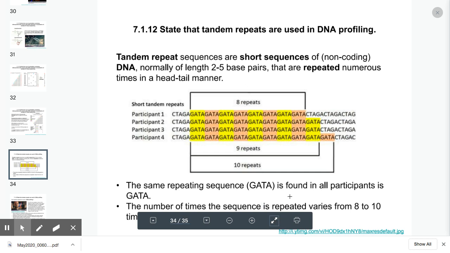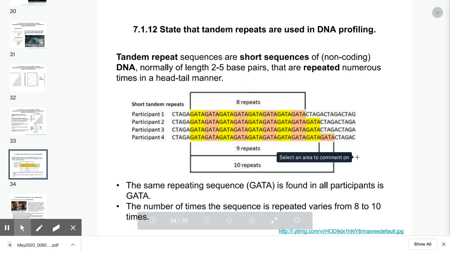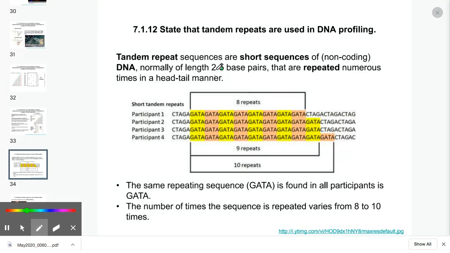In 7.112, IB wants us just to be able to state or say, and I've seen in past exam questions that they'll give you a piece of DNA and they'll ask you what would be a good one for using in something called DNA profiling. So let's just talk about DNA profiling first.